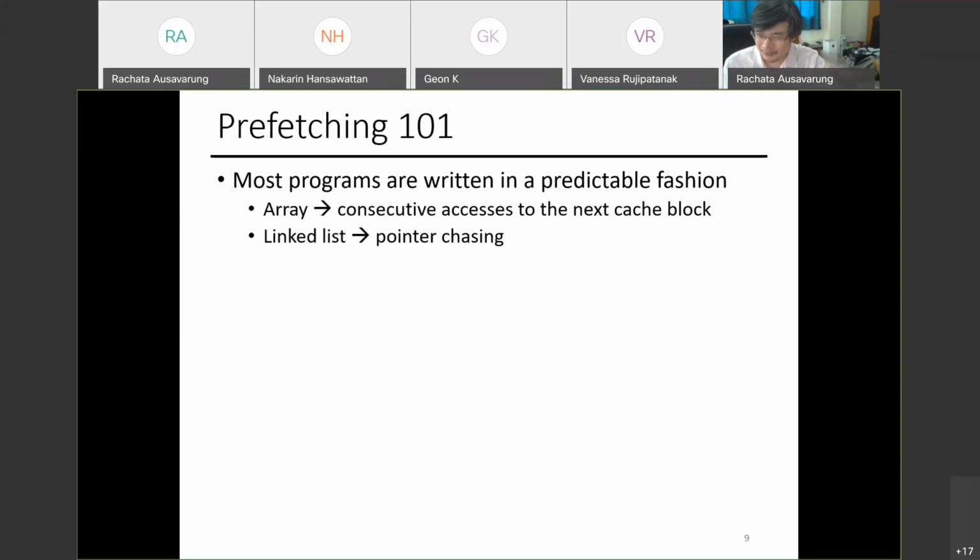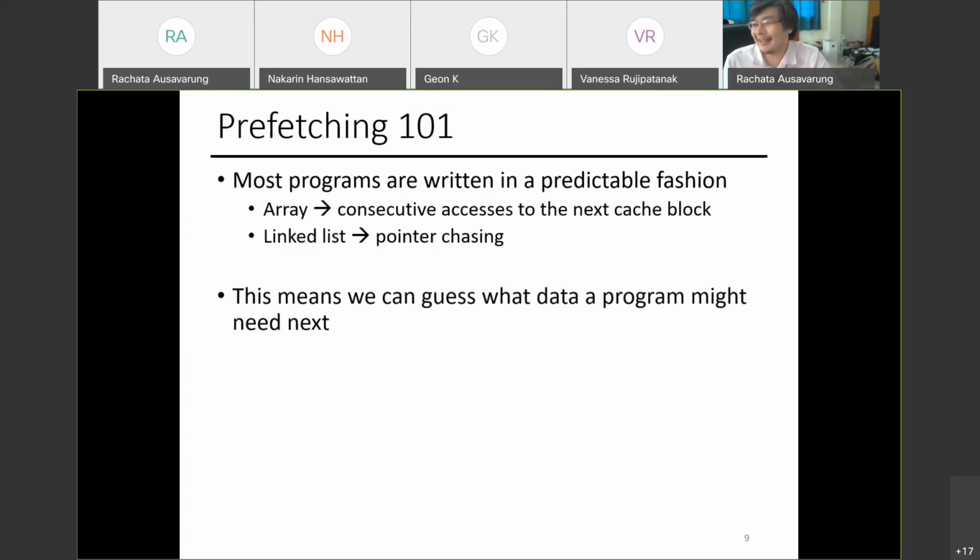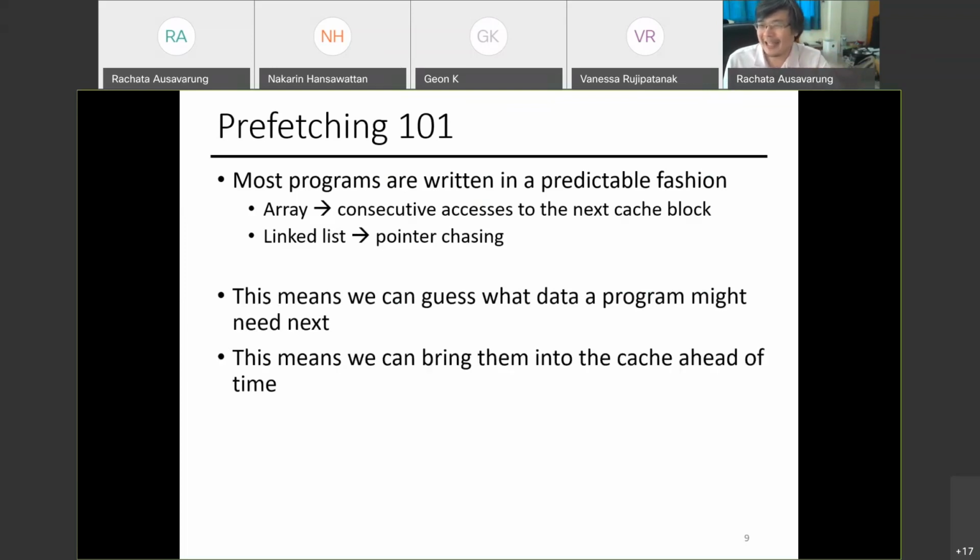When you go in a loop, you look at how much you increment I for every cycle, and you predict what I'm going to access next. So this means we can guess what data a program might need, which means that I can build a cache that can learn patterns, right? I can learn the pattern and guess it ahead of time.